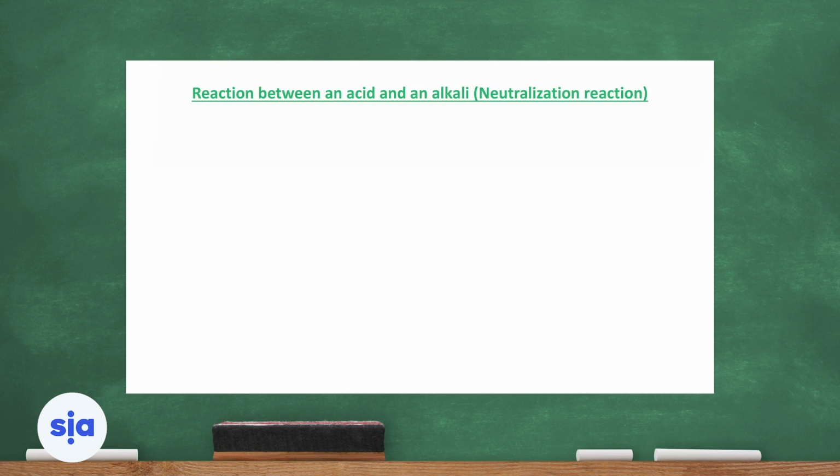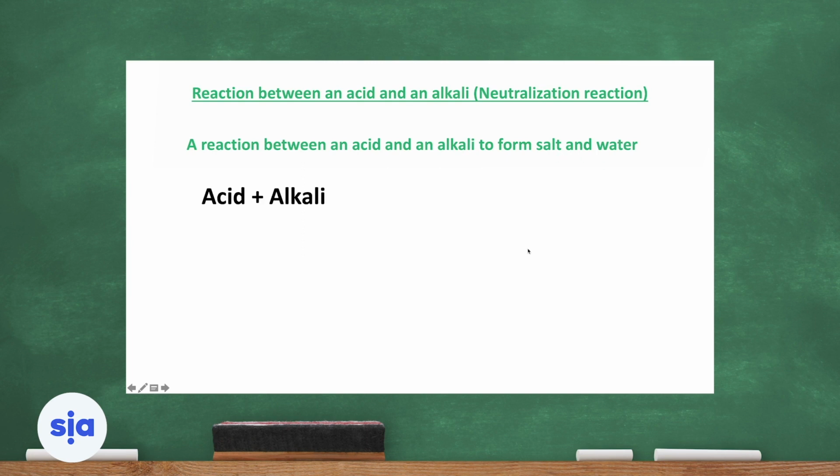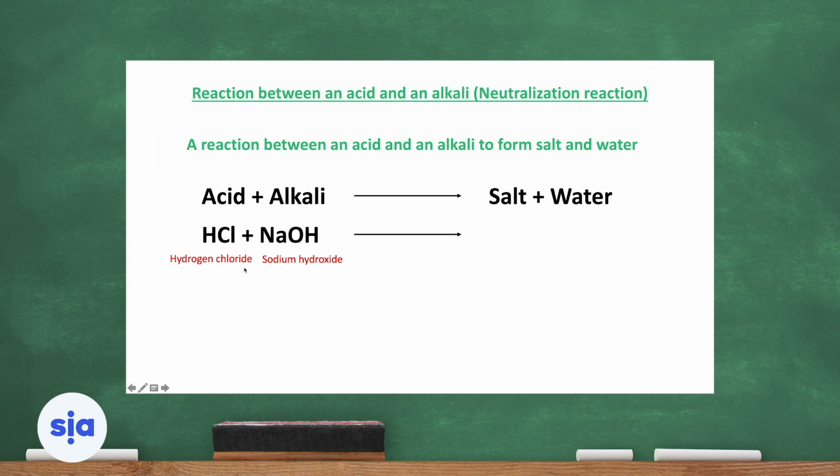Now we will discuss the reaction between an acid and an alkali. And again, we call this reaction a neutralization reaction. It's a reaction between an acid and an alkali or a base to form salt and water. As an example, we will take hydrogen chloride as an example of the acid, sodium hydroxide as an example for alkali. The result will be sodium chloride salt and H2O, water.